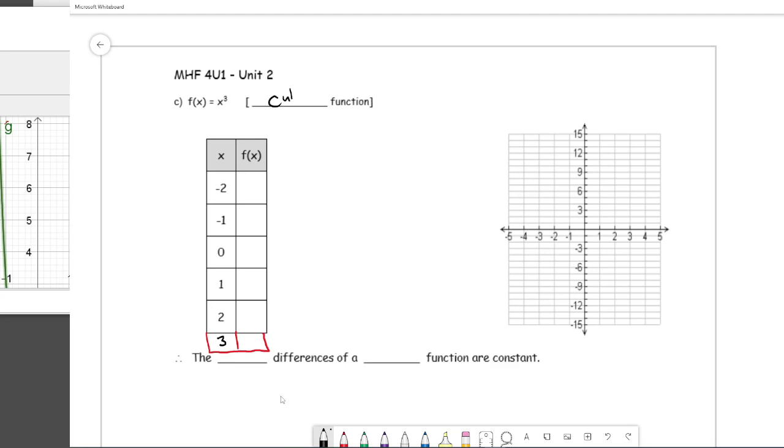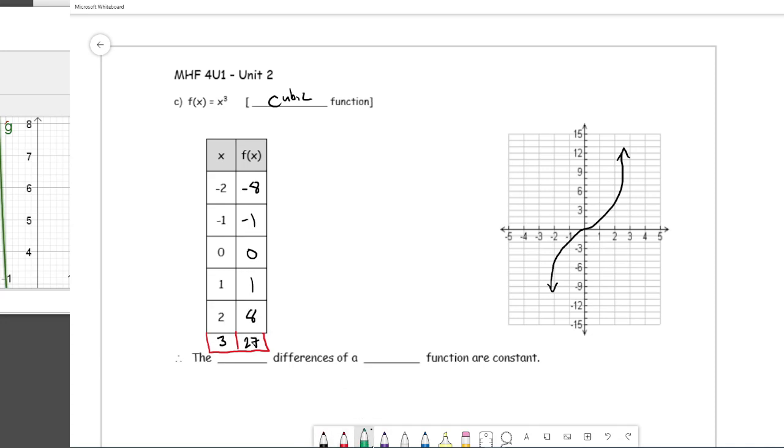And this is a cubic. And if you're not familiar with it, a cubic looks something like this. And we'll look more at cubics in time. When you cube negative 2, you get negative 8. You cube negative 1, you get negative 1. 0 cubed is 0, 1, 8, and 27.